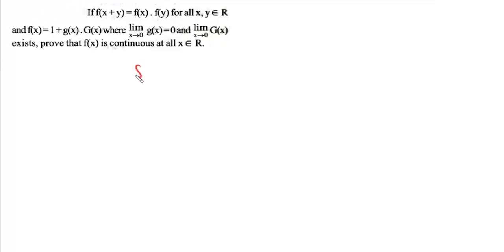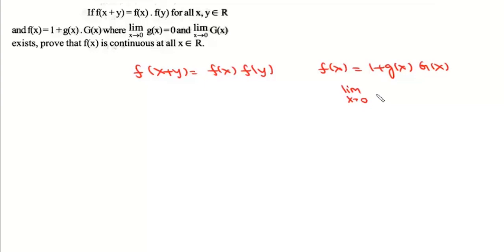And the question is, if f(x + y) is equal to f(x) into f(y) for all x, and f(x) is 1 + g(x) into G(x), where the limit as x tends to 0 of g(x) is equal to 0, and the limit as x tends to 0 of G(x) exists, then prove that f is continuous at all x belongs to R.